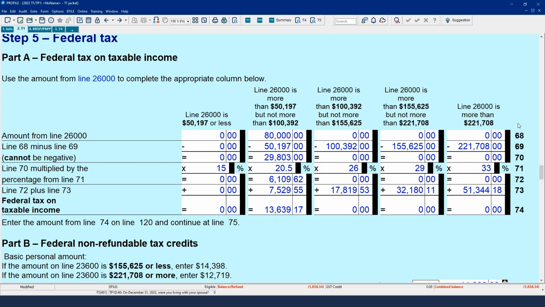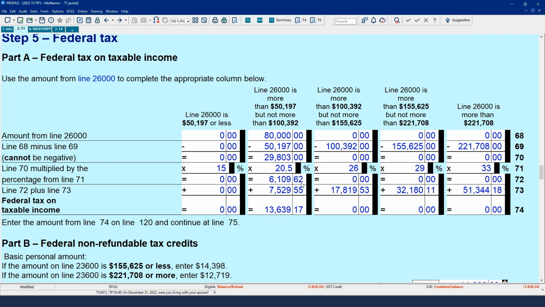If my salary was 300,000 and I made a $20,000 contribution, then I'd be saving 20,000 times 33%. I would be saving in this bracket. And remember, this is just federally. We have provincial taxes as well. So I'm just talking about federally. I'm just trying to explain the concept of the income tax return.